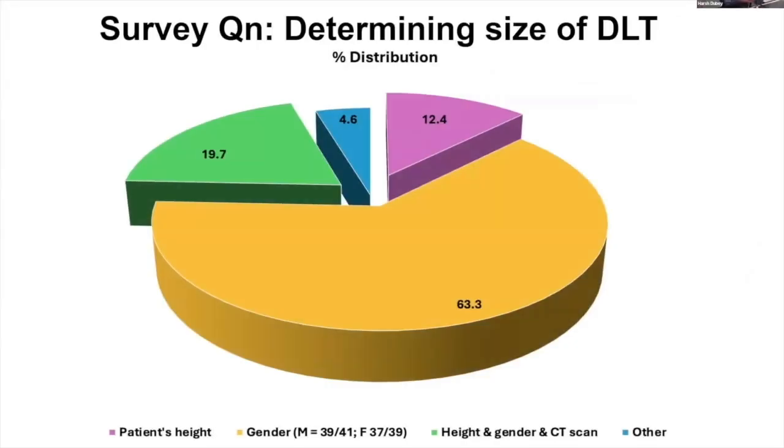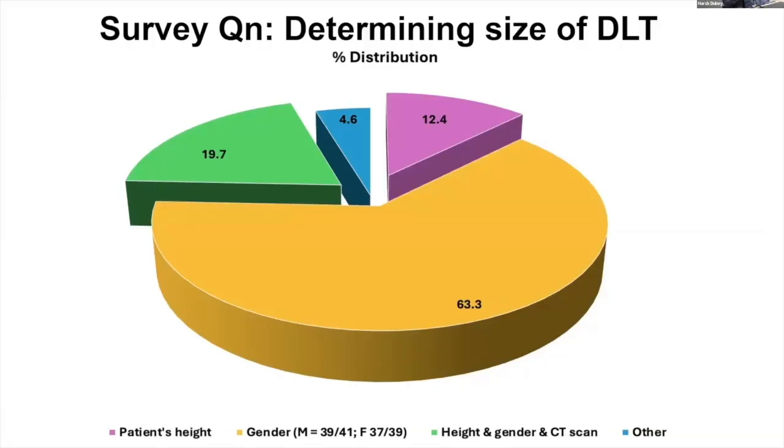And so this is another survey question about the determination of the size of our DLTs. We wanted to see what people use as their methodology for it. You can just read the pie chart for yourselves. Gender alone, patient's height and gender, plus a CT scan, and then some other means, be it measuring the tracheal diameter at the clavicles or something like that.